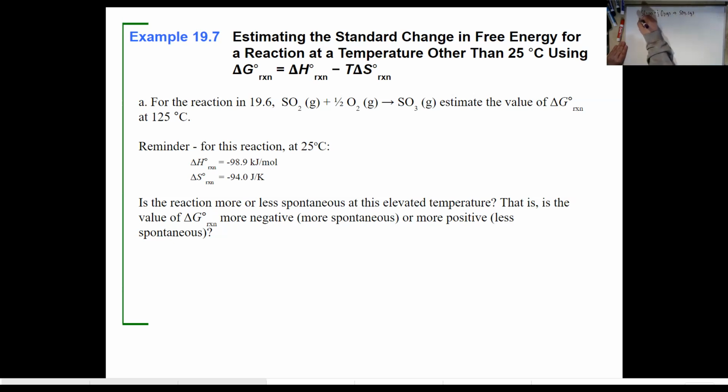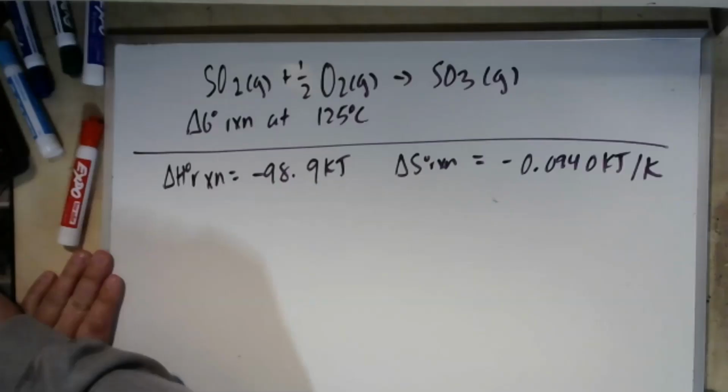Okay, and we want to know what the delta G of the reaction would be at 125 degrees Celsius instead of 25 degrees Celsius. Okay, now we've already calculated the delta H and the delta S previously, so we don't have to do it again. So let's list those out. Okay. And we're going to figure out whether the reaction is more or less spontaneous at this elevated temperature. Okay. And we'll just do that by comparing the G values and we'll see if it got more negative or more positive.